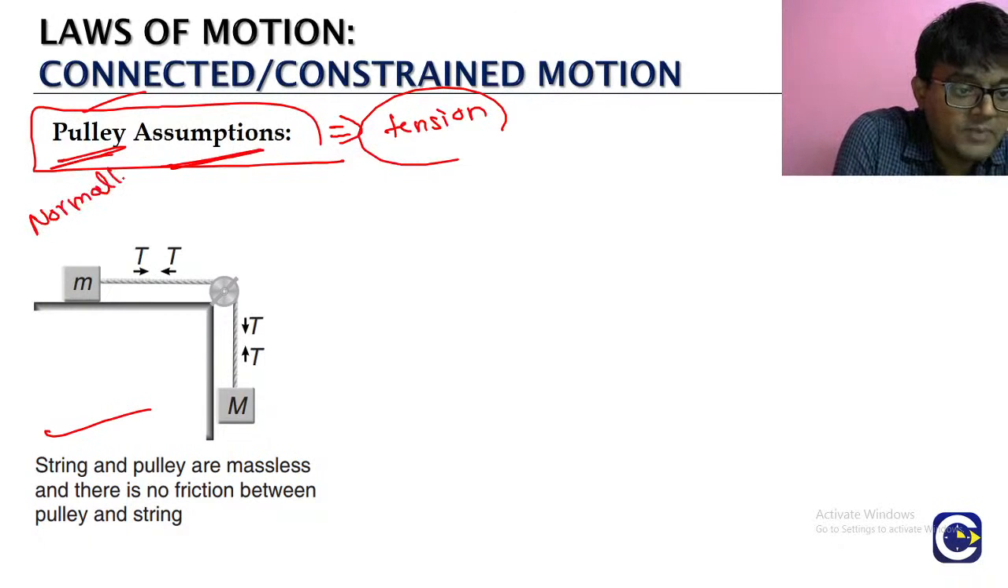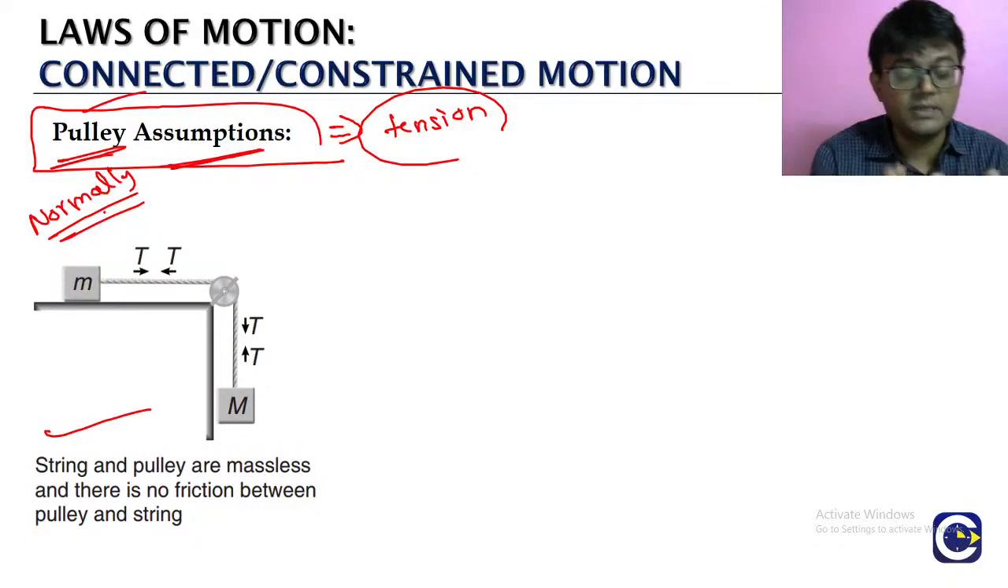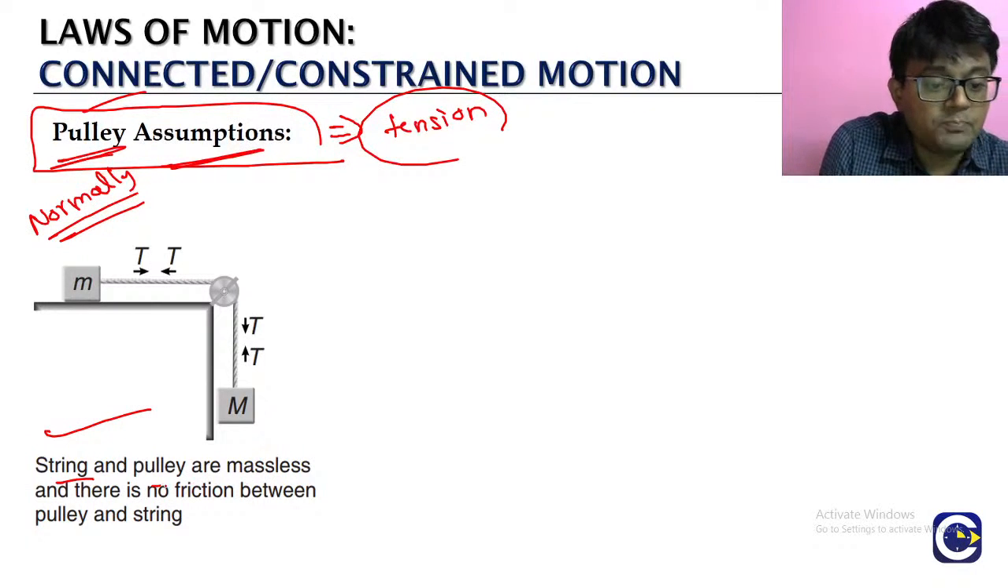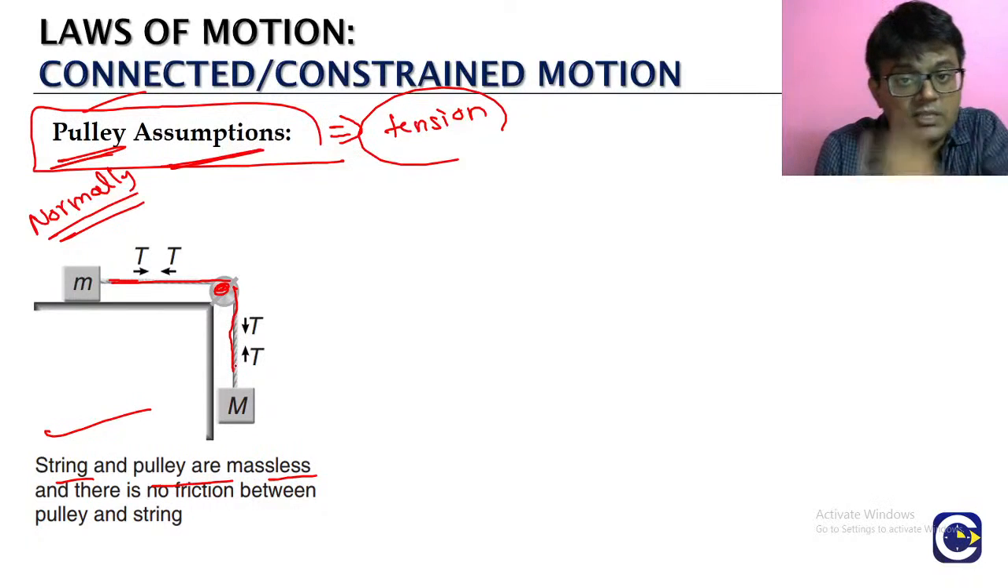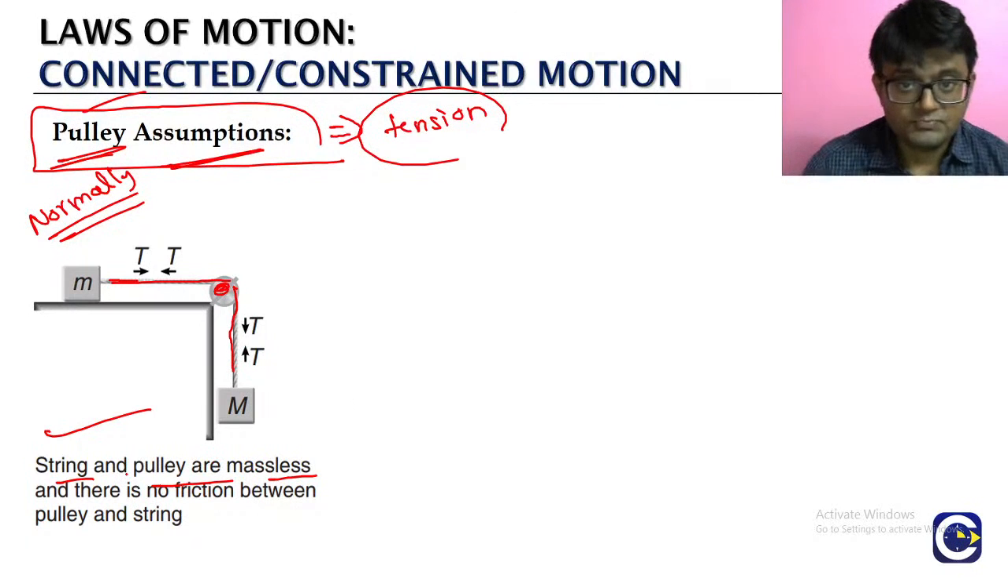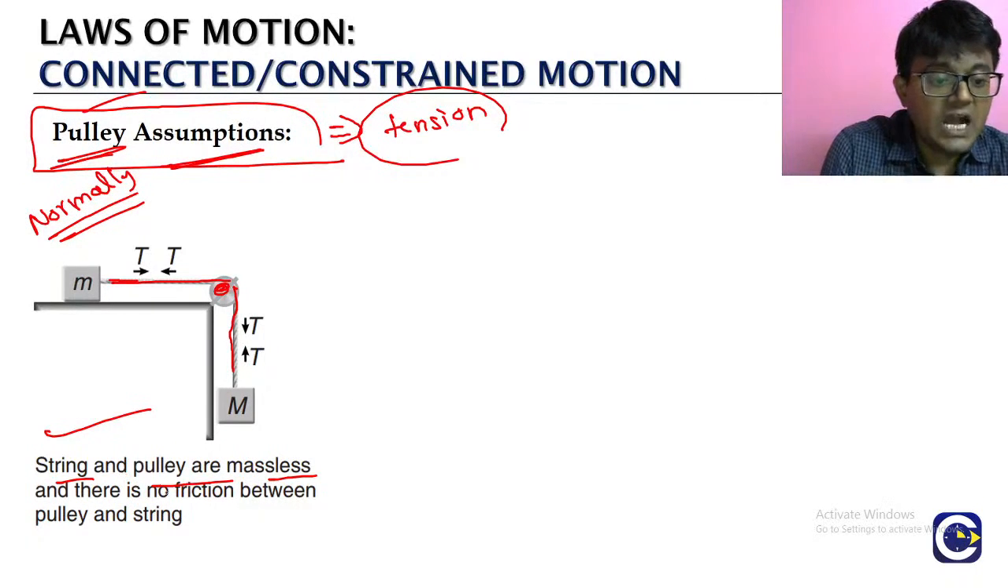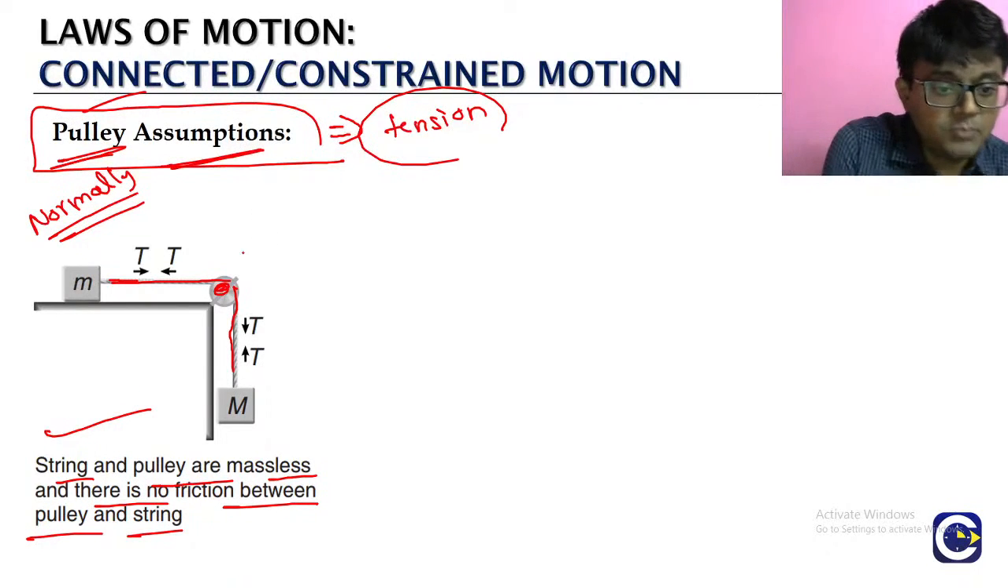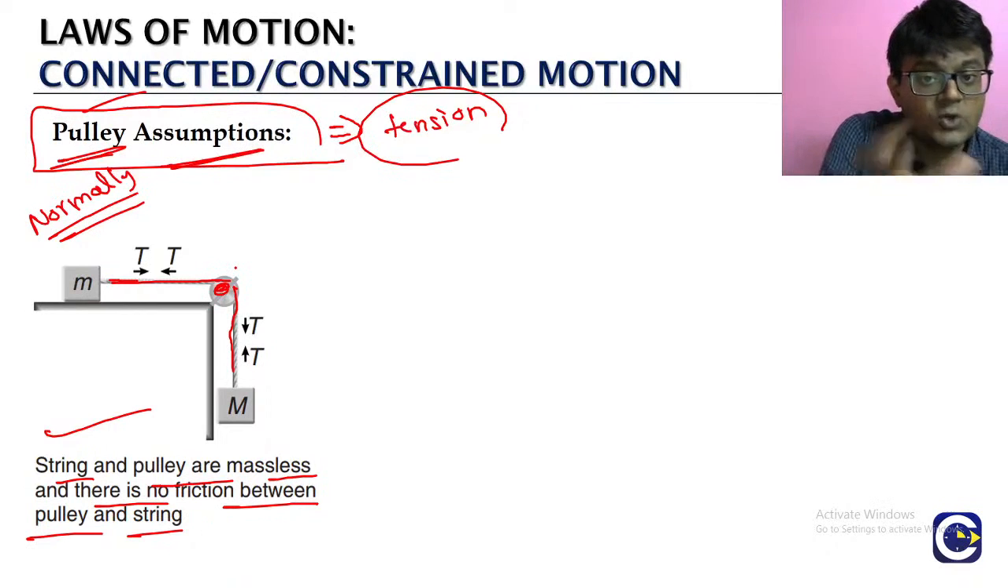We normally see this. Okay, so just remember this very carefully. We normally see this. Okay, string and pulley are massless. Here, the pulley we take and this string, this is the same string. Look, this is the same string. That string will be coming over the pulley like that. Okay, string and pulley are massless, both are massless, and there is no friction between the pulley and the string. The pulley surface and string, right, there is no friction between them.